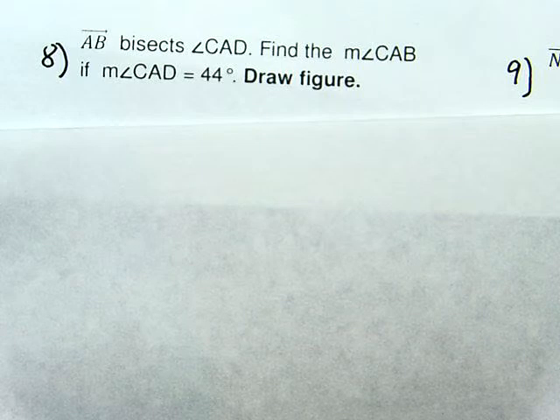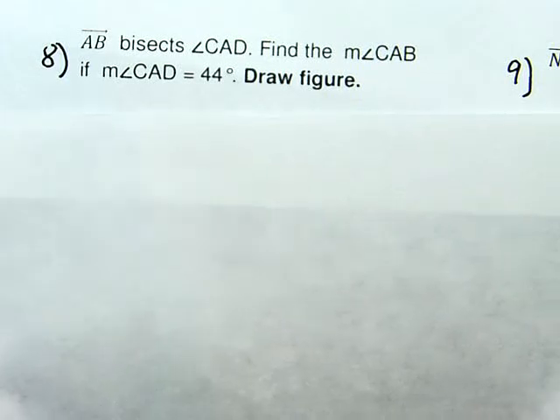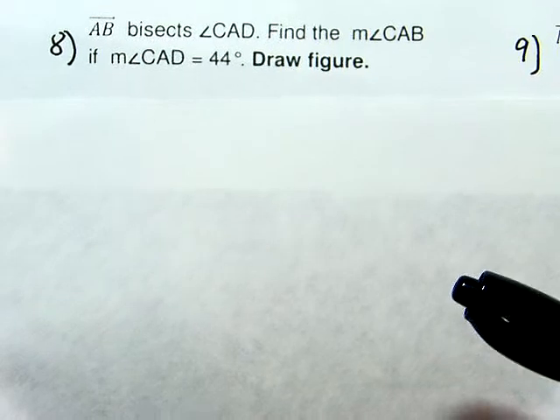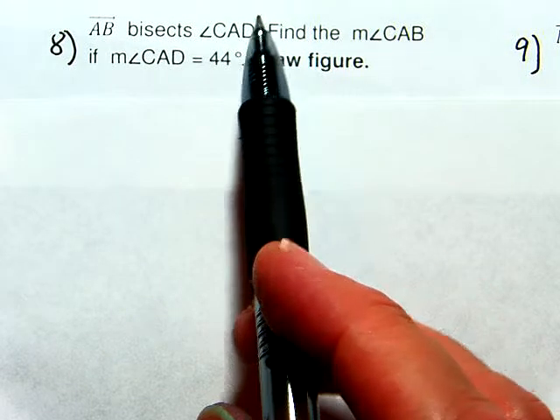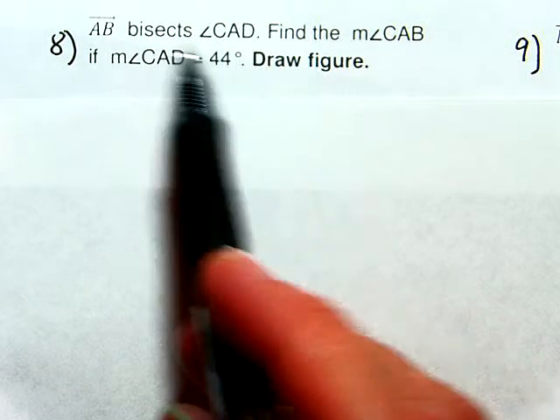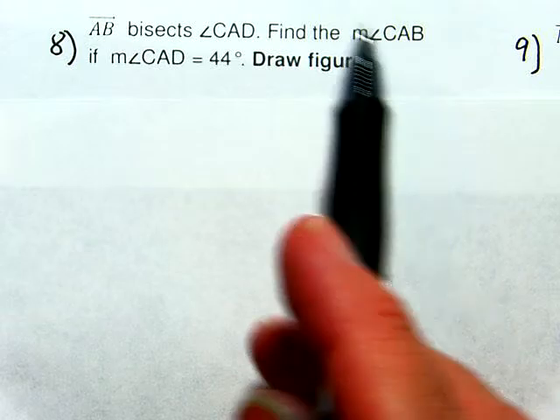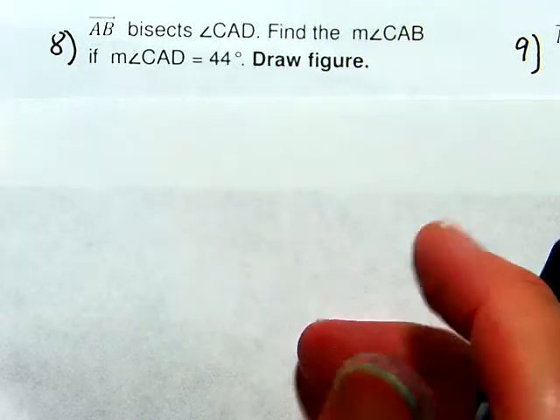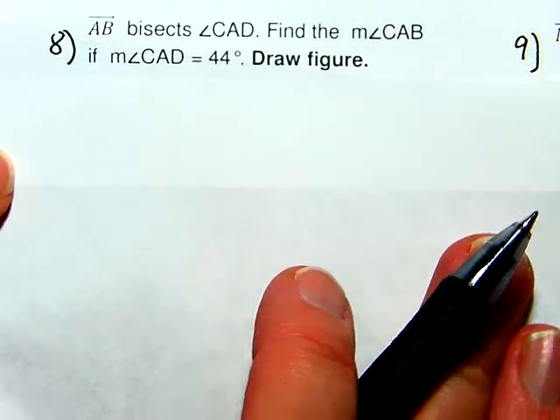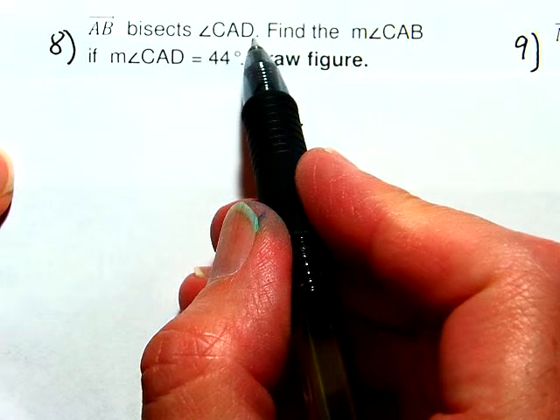So let's do questions 8 and 9, which are both questions having to do with angle bisectors. First, let's draw the figure correctly like it says here in bold. Ray AB bisects angle CAD, and then find the measure of angle CAB if the measure of angle CAD is equal to 44 degrees. So let's first draw angle CAD.